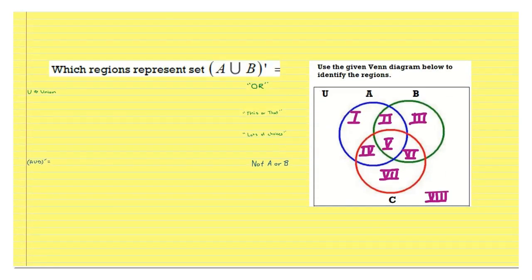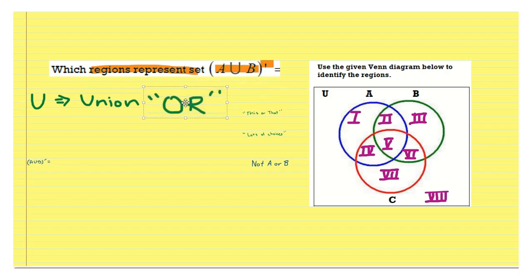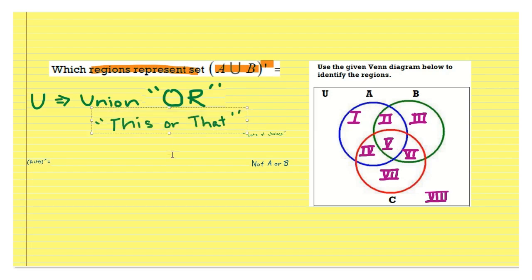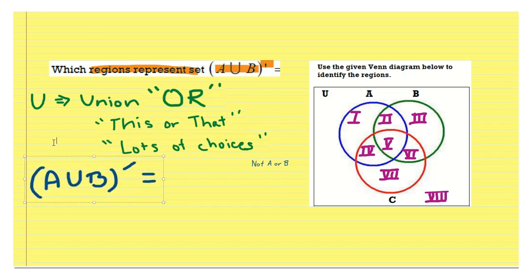Okay, so let's keep going. This one says, what regions represent A union B prime? So again, we have to make sure that we understand what our symbols mean. So the U stands for union, but practically speaking, we can think of it as the word or. Union always goes with the word or. And another way to think about that is this or. It's like you could say, you can have all this pie or you can have all this cake. So when I think about it like that, I think I have lots of choices. Lots of choices. Okay, so let's go back to our set notation. Here it says A united with B. So A united with B prime actually means not A or B.